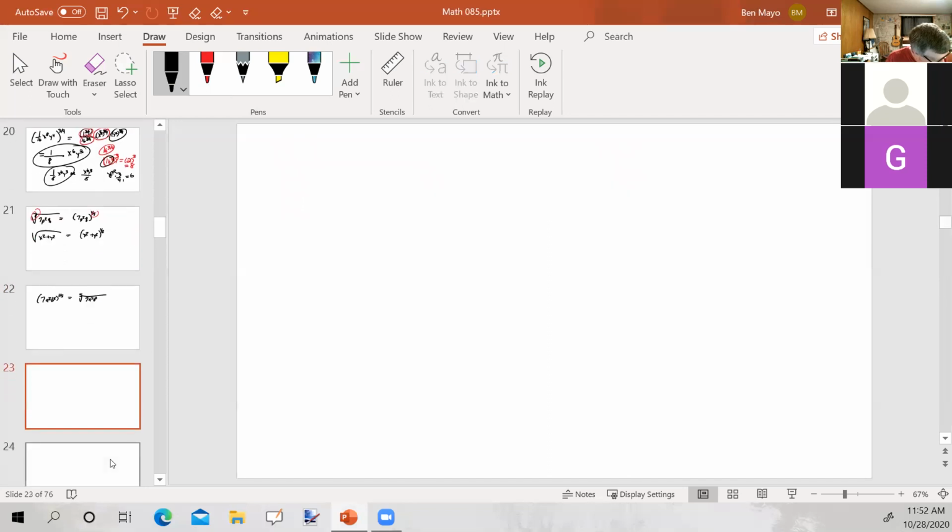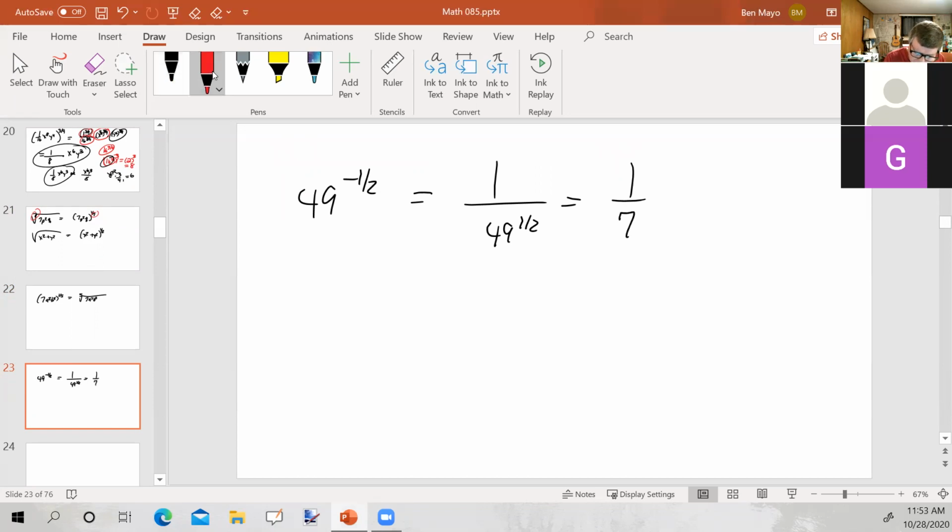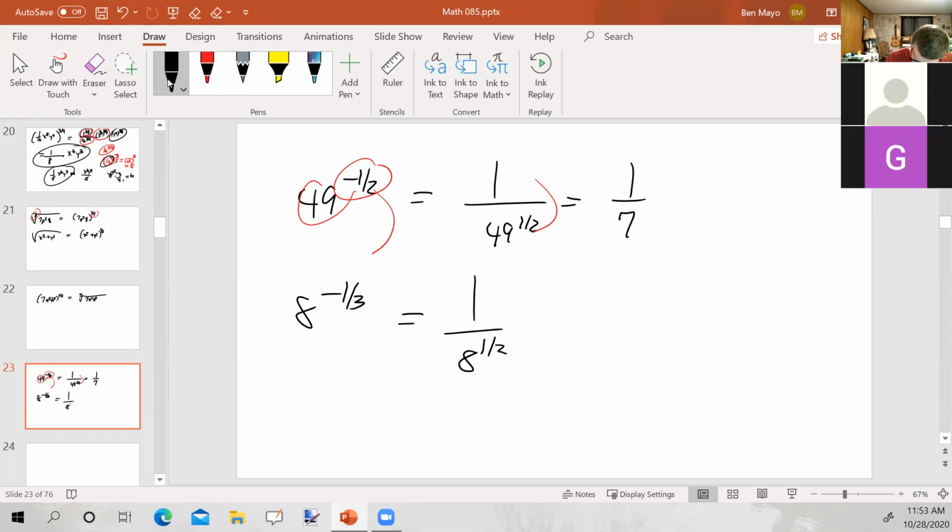All right, simplify each expression. All variables represent positive real numbers. So 49 to the negative 1/2 becomes 1 over 49 to the 1/2, which is 1 over, what's the square root of 49? 7. Again, recall the way to get rid of a negative exponent: you move the base to the other side of the fraction bar. 8 to the negative 1/3 power would be 1 over 8 to the 1/3 power, which is 1 over the cube root of 8, which is 2.